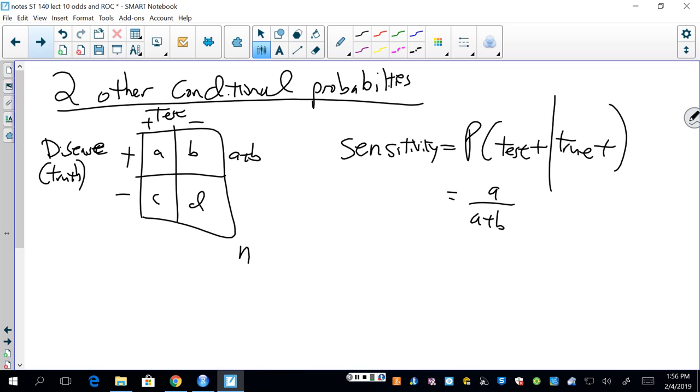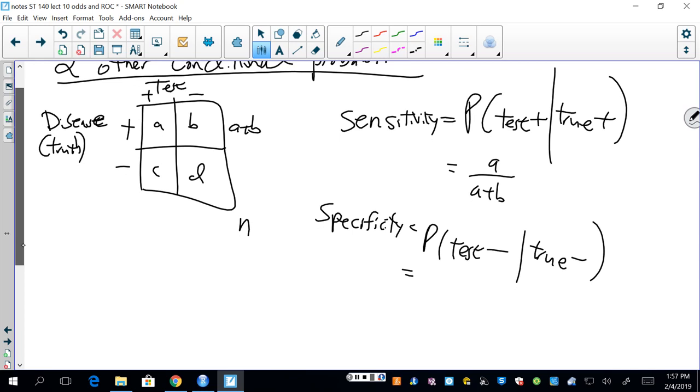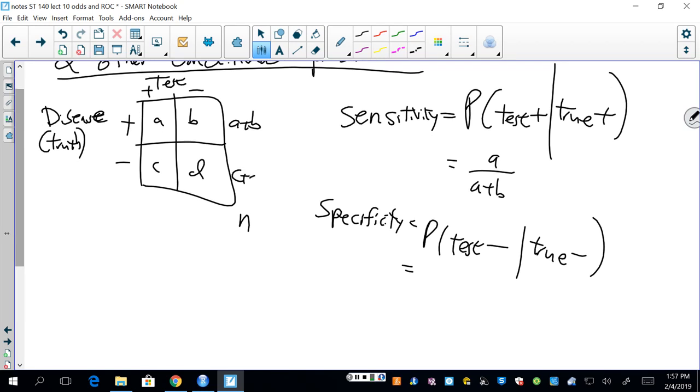On the other hand, you want most people who really are negative, who clinically don't have the disease, what do you want the test to show for them? Negative. Yes, you want negative tests. The chance that happens is called specificity. So it's the probability of testing negative, given that you're truly negative. If these were counts of people, there are C plus D in this row, so the chance of being negative would be D over C plus D.